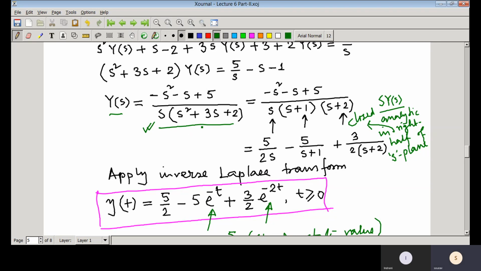So here you can see that if you take SYS, so this S would be cancelled out, and basically you have two poles. One pole is at -1, another pole is at -2. So as it does not have any pole on the right half of that S-plane and no pole on the imaginary axis, then SYS is analytic in the closed right half of that S-plane. So you can apply final value theorem on that particular function. And here you can see that SYS means S will be cancelled out.